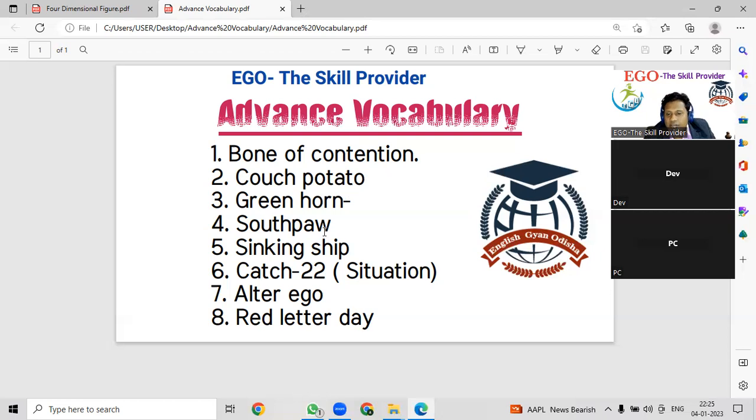These are called idioms. Two to three lessons on idioms I have already given you, and this is the third lesson on idioms. And why are we learning this?